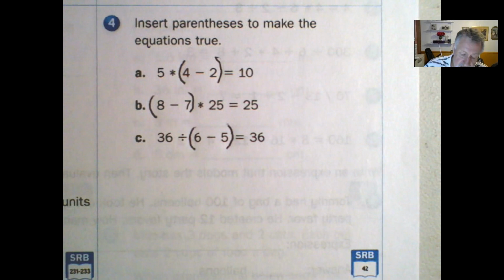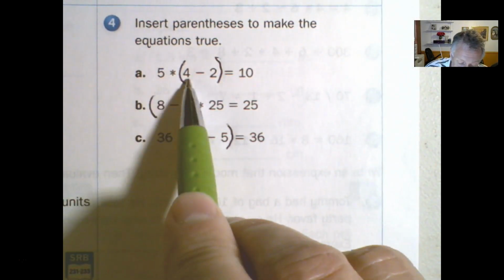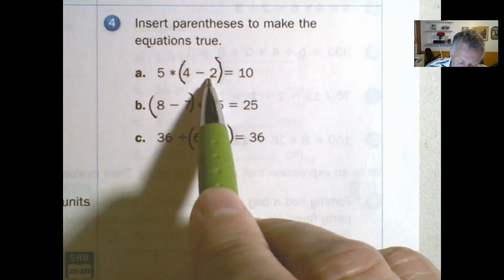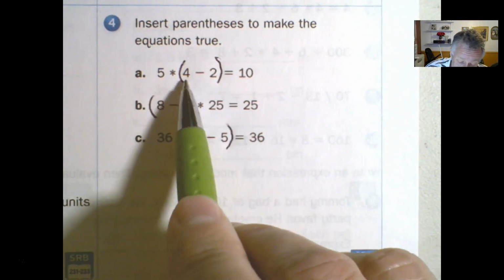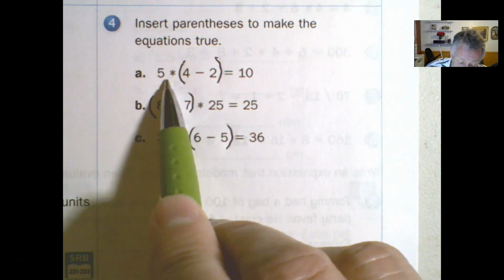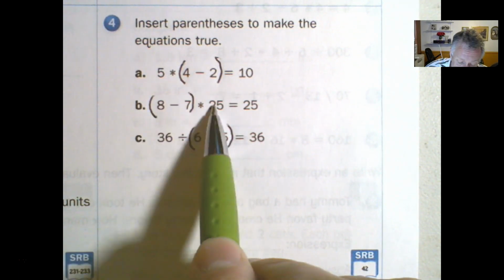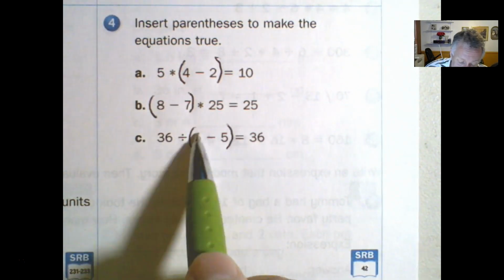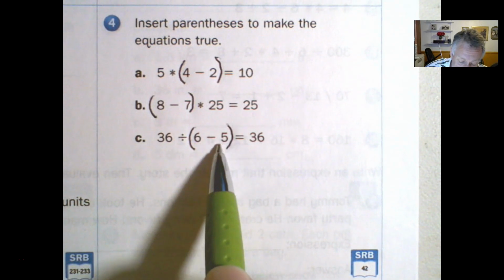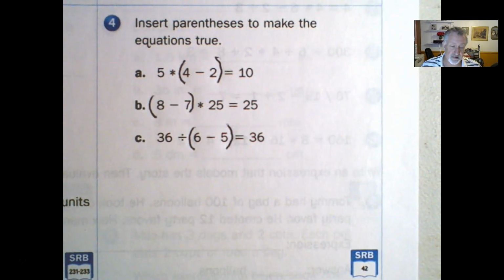Problem 4, I need to insert the parentheses correctly. If I put the parentheses around the 5 times 4, I get 20 minus 2, and that is not 10. However, by putting them here, 4 minus 2 is 2, 2 times 5 is 10. 8 minus 7 is 1, 1 times 25 is 25. 6 minus 5 is 1, and 136 divided by 1 equals 36.